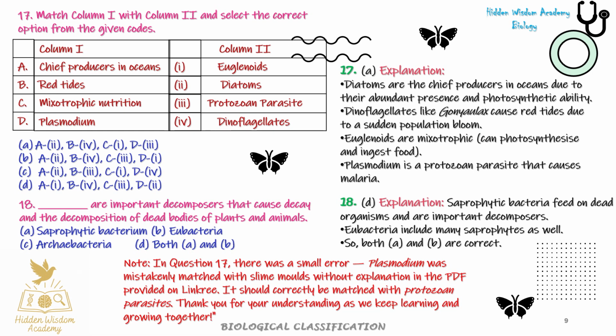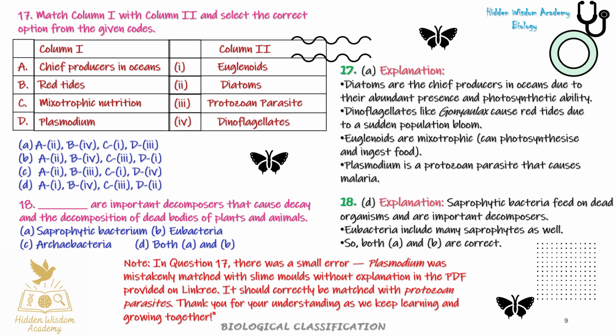17. Match column 1 with column 2 and select the correct option from the given codes. Column 1. A. Chief producers in oceans. B. Red tides. C. Mixotrophic nutrition. D. Plasmodium. Note, in this question, there was a small error. Plasmodium was mistakenly matched with slime molds instead of protozoan parasite in the without explanation PDF provided on Linktree. It should correctly be matched with protozoan parasites. Thank you for your understanding as we keep learning and growing together.